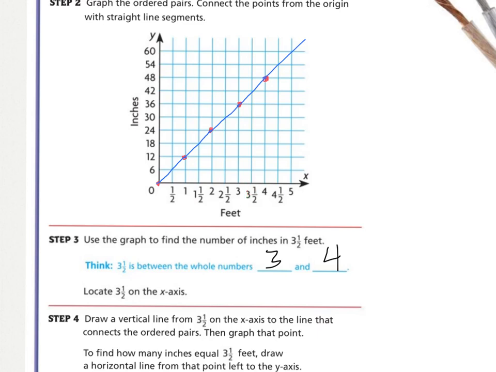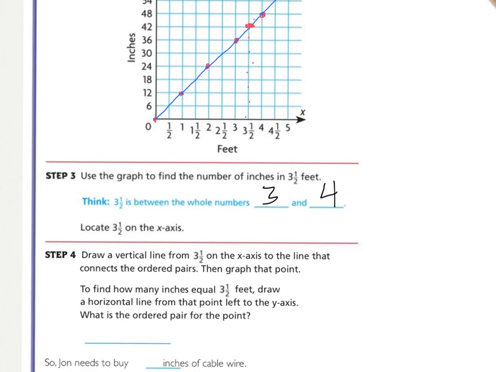And the next step, step 4 down here, is to draw a vertical line from 3.5 on the x-axis to the line that connects them. So we're going to take this and we're going to dot, dot, dot up this, and it crosses right there. And then we're going to place that point. Okay, so it should be right there.